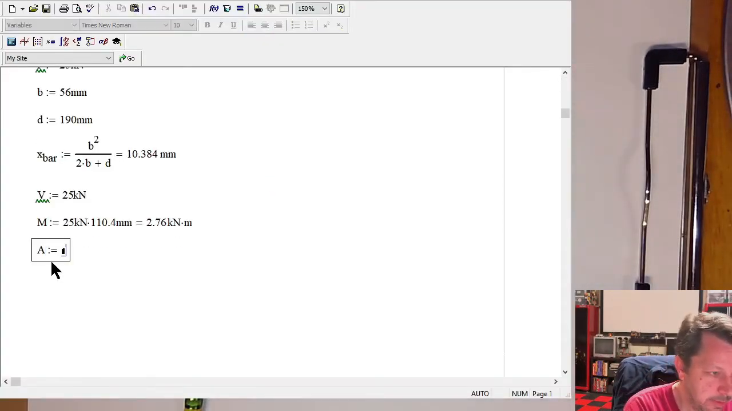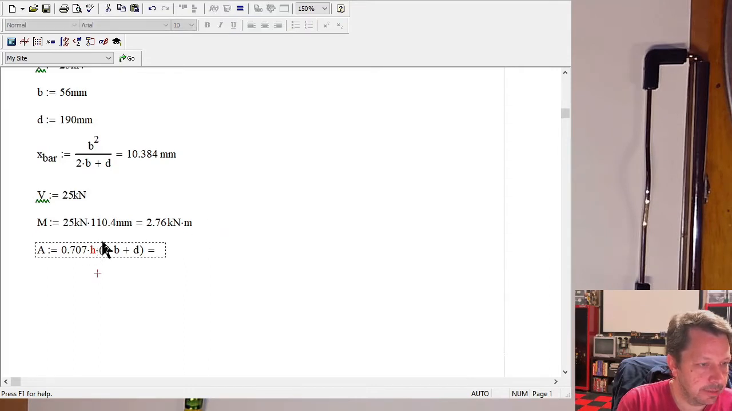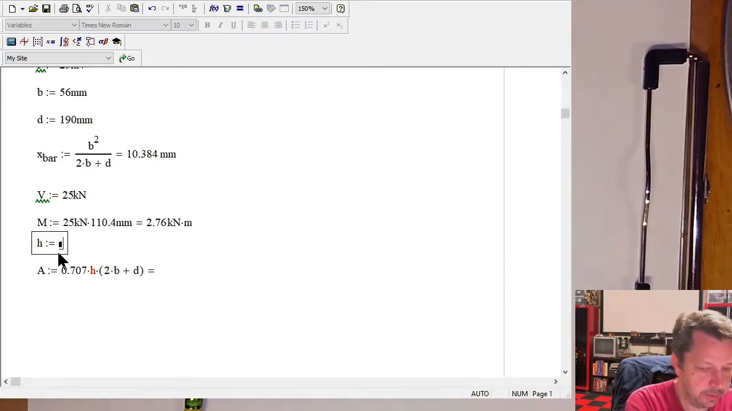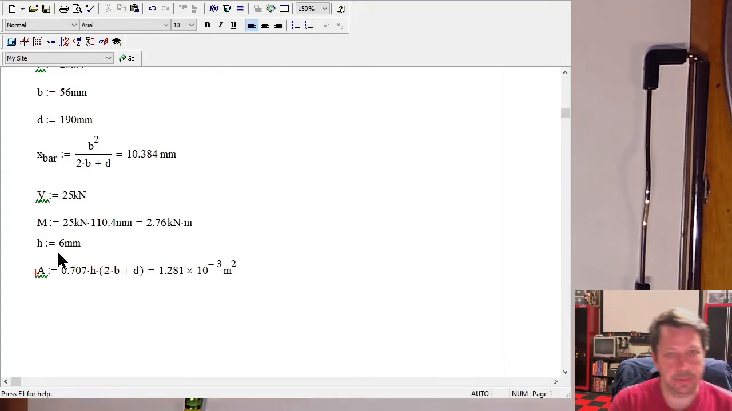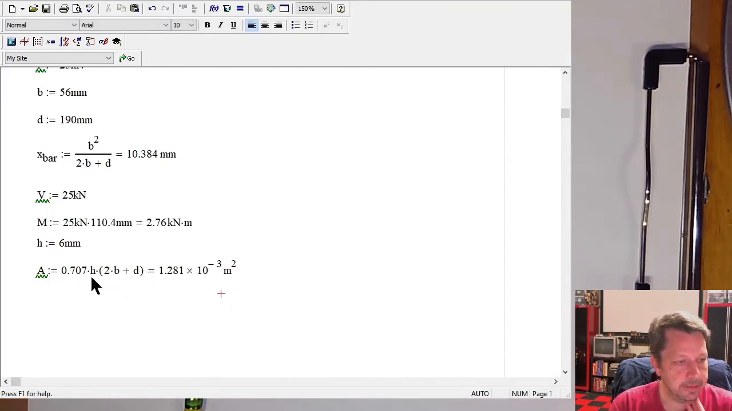So area equals 0.707 times H, which we haven't defined yet, times 2 times B plus D, not minus, equals, and we have to define H, so H is 6 millimeters. That's the weld size. It was given in all the weld callouts on all the fillet welds. There it is in meters squared. That's fine. So there's that.